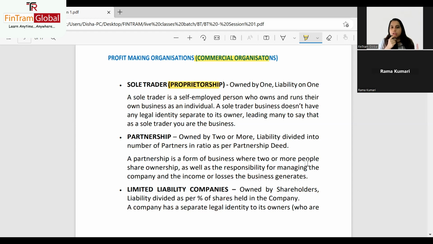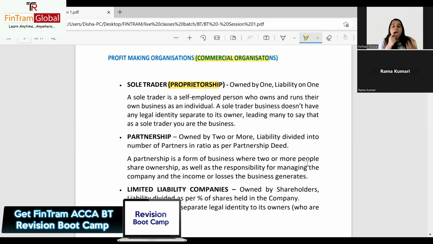This will still be a sole trader business, even though I would have employees. But the main thing is that I am the one who is owning it. The owner is one. I could have 5 employees, 10 employees. It will still remain a sole trader or a proprietorship, because I'm the only owner. I am making the decisions. The employees can directly come and talk to me, discuss anything, any problems that they have, anything that they think we should do differently in the business. So a sole trader is a self-employed person who owns and runs their own business as an individual.